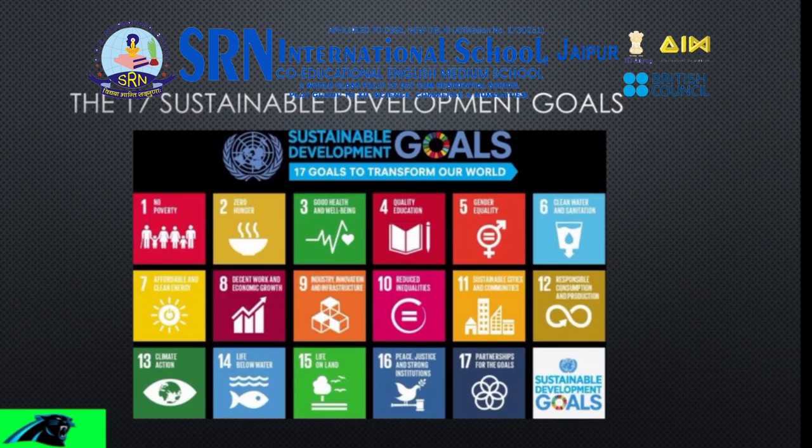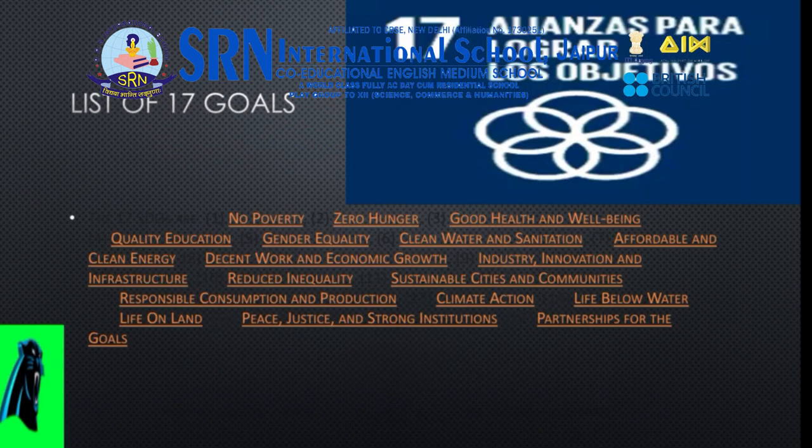So now these are the 17 sustainable development goals which have been given by the UN. Now I am going to list all the 17 goals one by one. No poverty, zero hunger, good health and well-being, quality education, gender equality, clean water and sanitation, affordable and clean energy, decent work and economic growth, industry, innovation and infrastructure, reduced inequality, sustainable cities and communities, responsible consumption and production, climate action, life below water, life on land, peace, justice and strong institutions, partnership for the goals.